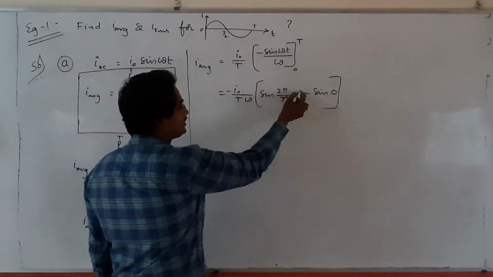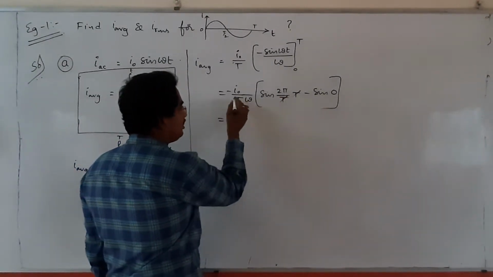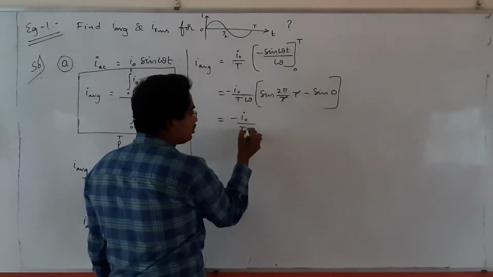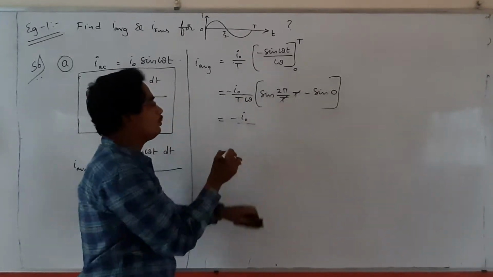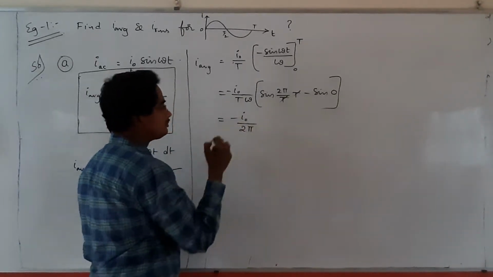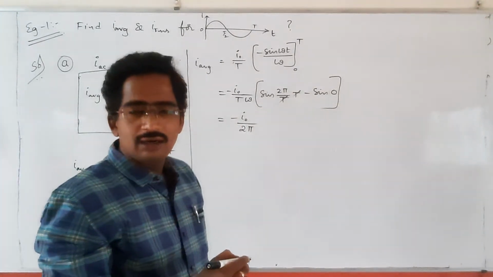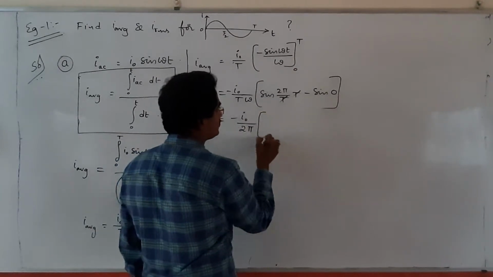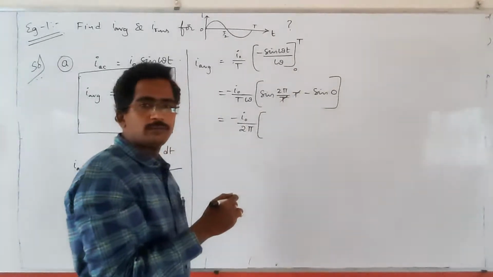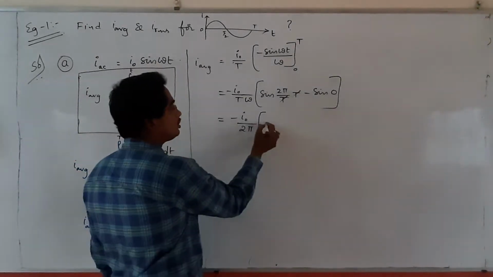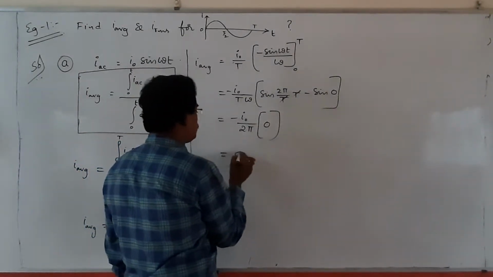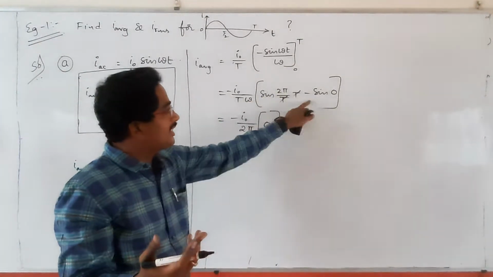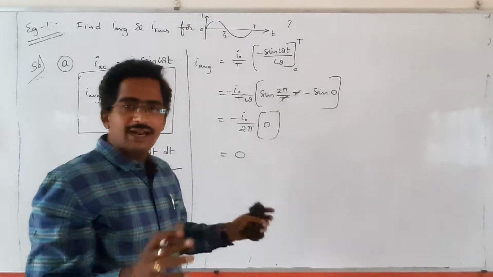What are we getting then? The lower term cancels out, such that here minus I naught by T into omega. T into omega here is 2 pi. Then what are we getting? Sin 2 pi. What is sin 2 pi? 0. So totally we are getting 0. Sin 2 pi means 0 minus 0. That is 0. Totally the answer is 0.